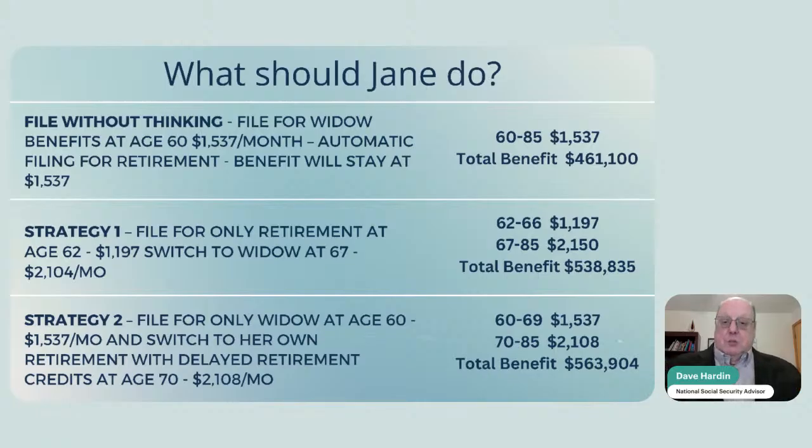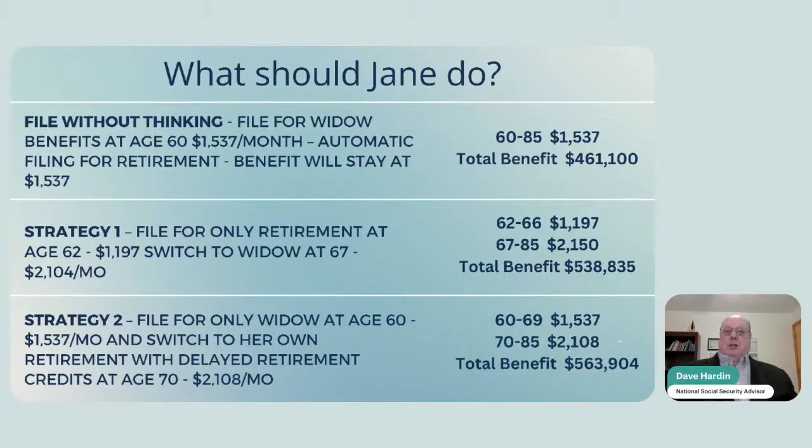Now, most people say number two is better. The second strategy might make more sense. Take the survivor benefit at 60. Maybe you don't have a job. Take it, $1,537 a month. But look, that other benefit, the $1,197, your benefit, it's still your benefit. You can't collect two at once, but it's still maturing. It's growing all the way to full retirement age.